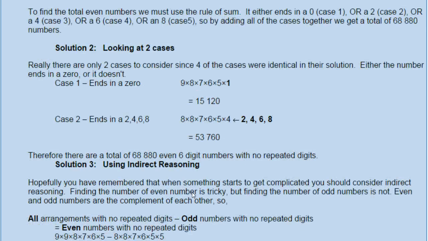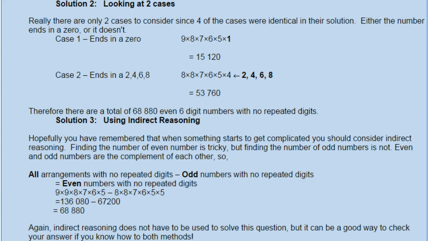Now, there is another way of doing this. We can look at 2 cases. By looking at only 2 cases, we can simplify our solution considerably. So either the even number ends in a 0, or it ends in 2, 4, 6, 8. So in this case, we first compute the total number of possibilities if we end in a 0, and then, rather than doing 4 times a separate calculation, it behooves us to remember that 2, 4, 6, and 8 occupy a single position. That means 4 possibilities.